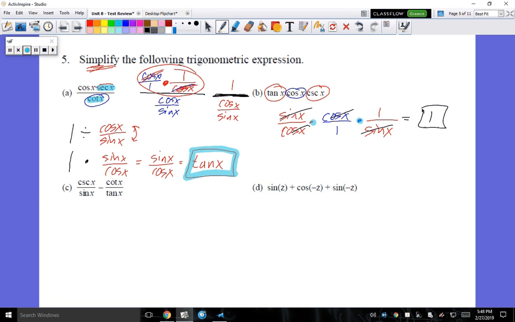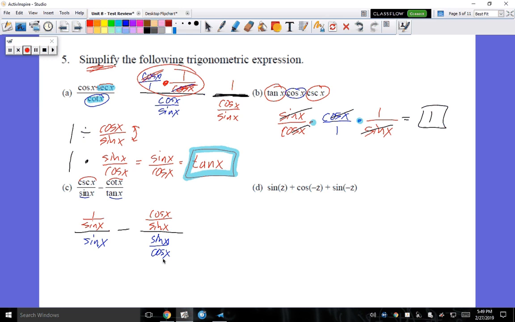Let's look at part C. Okay, so we have a big fraction minus another big fraction. I'm going to change this cosecant up top to 1 over sine. This sine on the bottom, I'm going to keep as sine. And now I'm going to change this cotangent up top to cosine over sine. Again, remembering that we're trying to change everything to sine and cosine. And this tangent is sine over cosine.